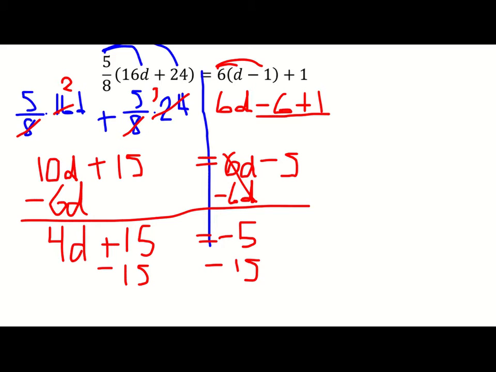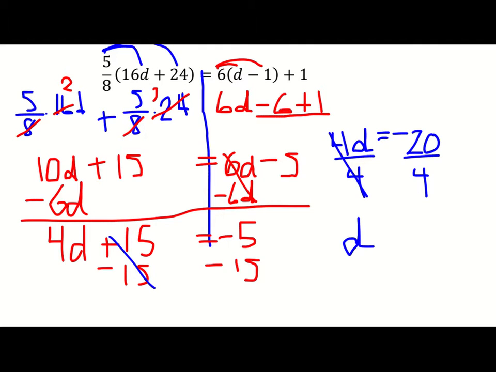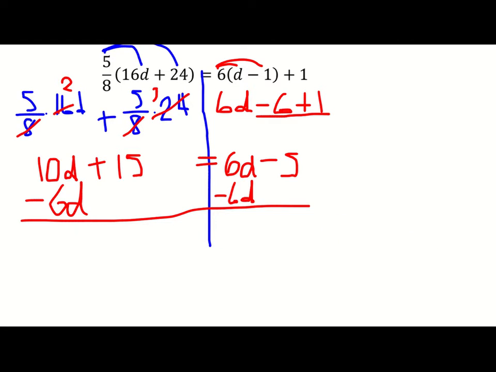I'm going to switch colors here so you can see where I moved to. We've got 4d equals negative 5 minus 15. Remember, two negatives when you're adding stay negative, and 5 plus 15 is 20. And then finally divide by the 4. The 4's cancel, so we have d equals negative 20 divided by 4, which is negative 5. So our answer to this equation is negative 5.